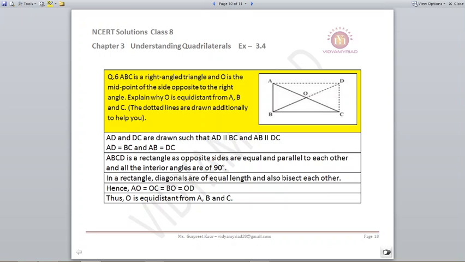Since the opposite sides are parallel and equal, it forms a rectangle. So when it is a rectangle, we know all the angles will be equal to 90 degrees. Angle B is already 90 degrees, and in a rectangle the criteria is that diagonals are of equal length, they bisect each other, which means AO will be equal to OC and BO will be equal to OD. So we can say that O is equidistant from A, B and C.